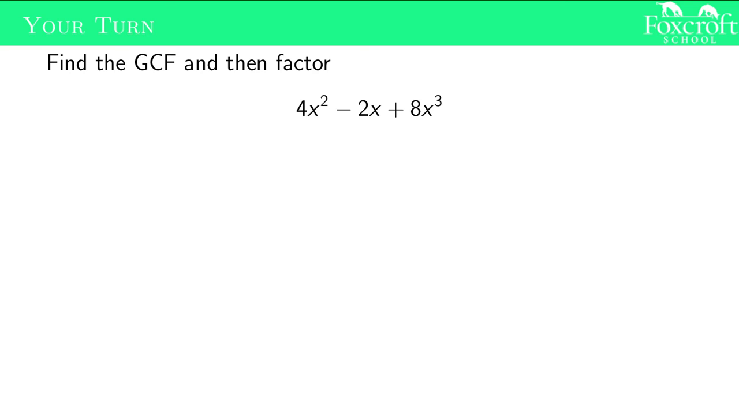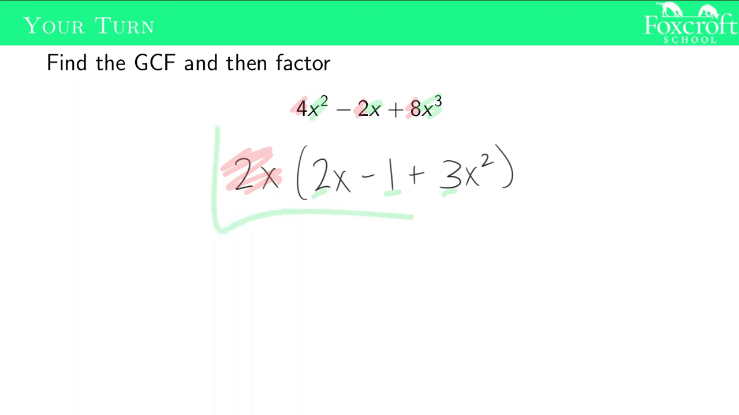All right, so here's one for you to try on your own. Factor out, or find the GCF and then factor it out. All right, here's the answer I got. So the GCF is 2x because 2 divides all the numbers and a single x is shared between all those. And again, 4 divided by 2 is 2, 2 divided by 2 is 1, 8 divided by 2 is 4, and then just getting rid of those powers of x for each one to get your final answer.